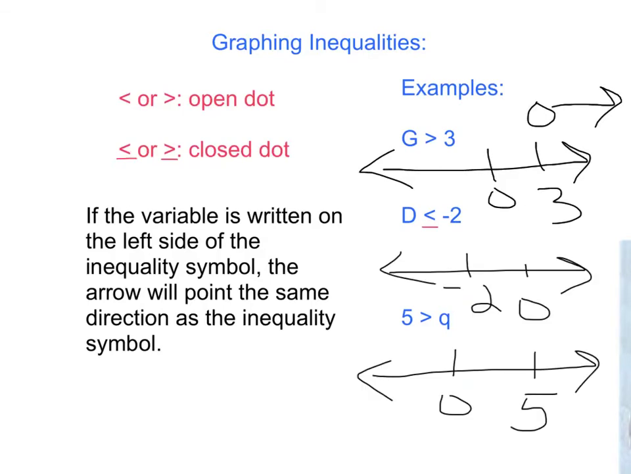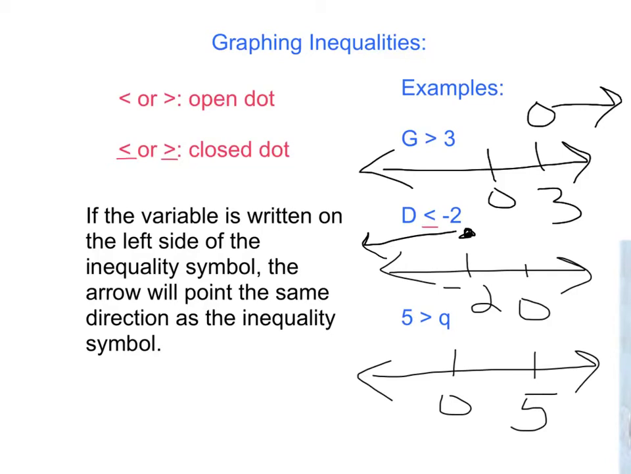In this case, I look at my symbol. It's less than or equal to, so that tells me that I have a closed dot above my number negative 2. My less than symbol is pointing to the left, and since my variable is also written on the left side, I know that my arrow will point to the left. Now I've graphed that inequality.